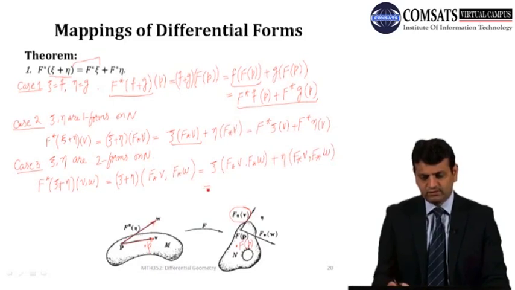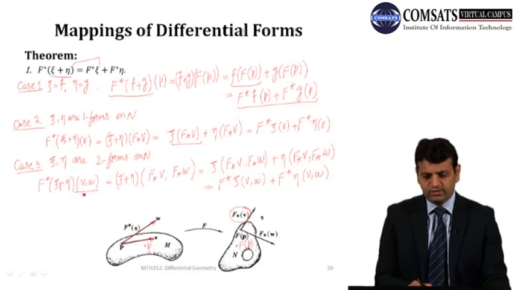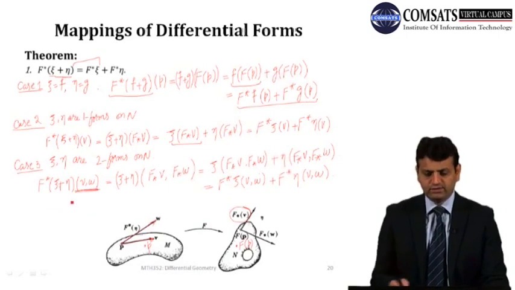So which is the same as saying that pullback of xi at v, w plus pullback of eta at v, w. So this implies that this is true for each and every pair of tangent vectors to M, and so this is true in general.